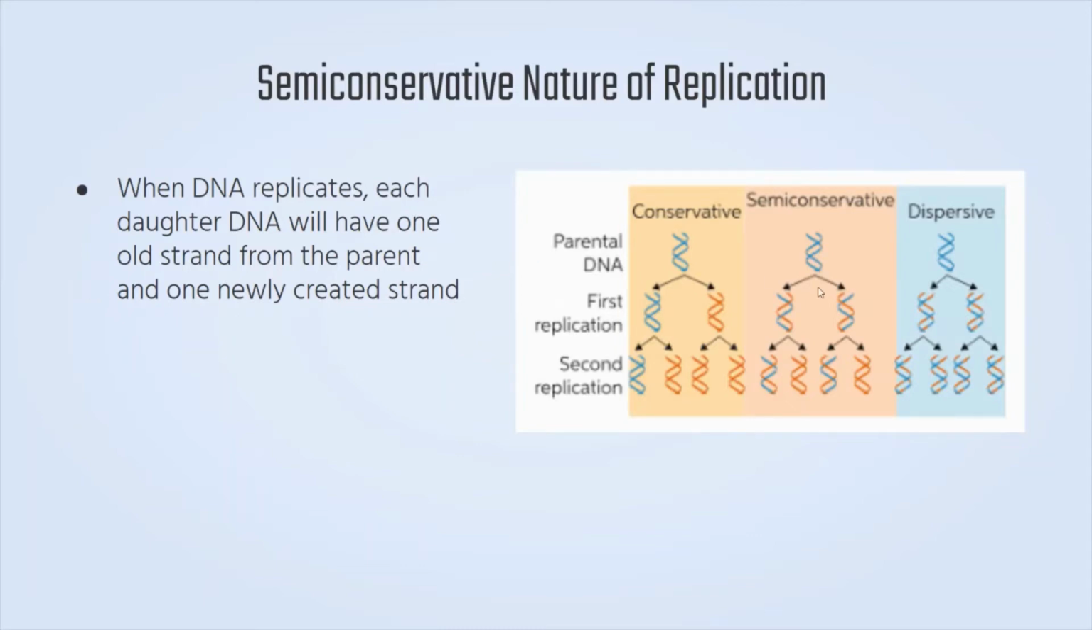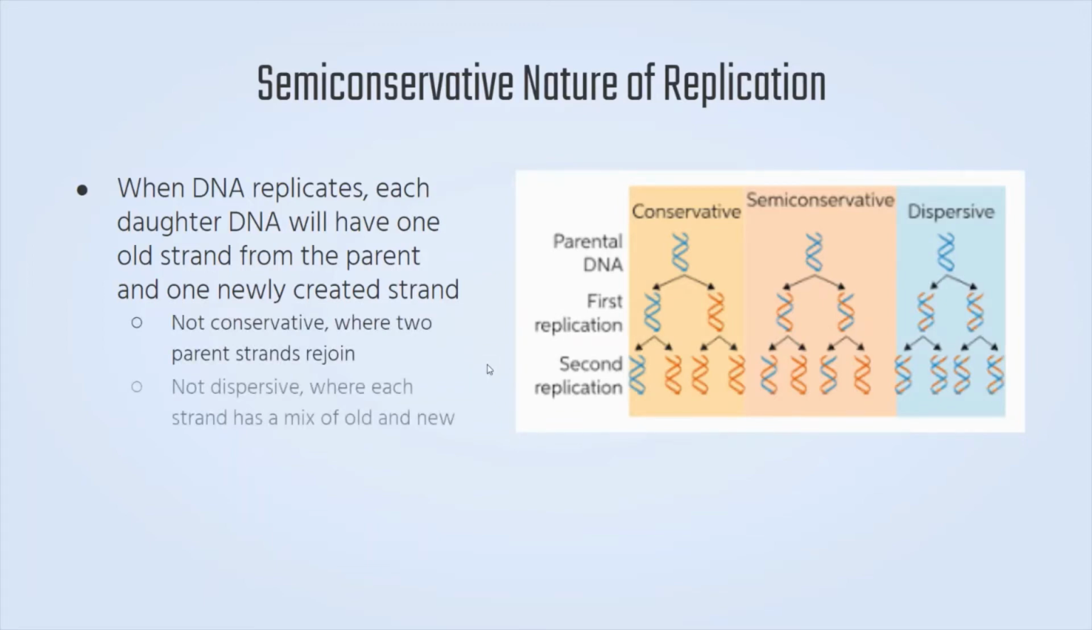So you can see in this middle diagram showing semi-conservative, that after the first replication, there will be one newly formed strand while there will be one old strand, and this will continue on to the second replication as well. This contrasts conservative, where two parent strands will rejoin, and this also contrasts dispersive, where each strand will have a mix of the old and new DNA on each strand individually. So conservative and dispersive are wrong, whereas semi-conservative is correct.